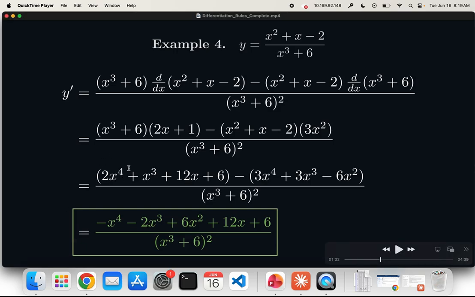If you distribute everything and combine like terms, you get this final answer. For example, 2x to the 4, if you distribute this minus 3x to the 4 and combine like terms, you get a negative x to the 4. X cubed here minus 3x cubed is a negative 2x cubed. There's no linear term here, so it's just 12x. And there's no other constant term, so the 6 just stays as a 6. The bottom is being squared, so leave that. That's the final answer.